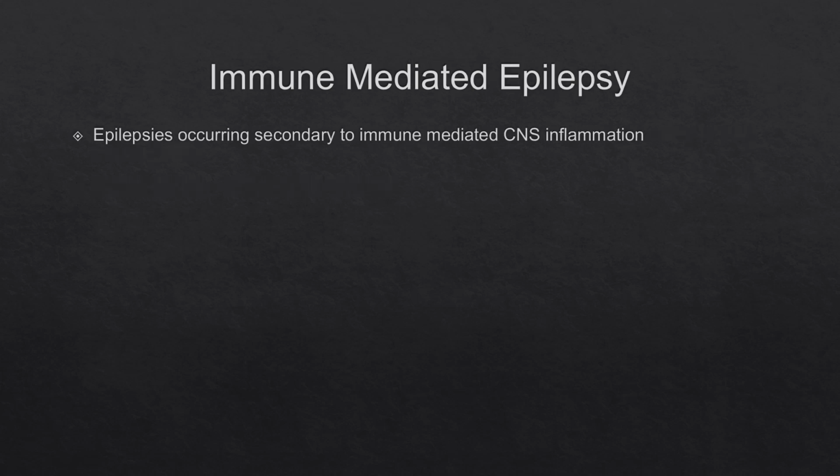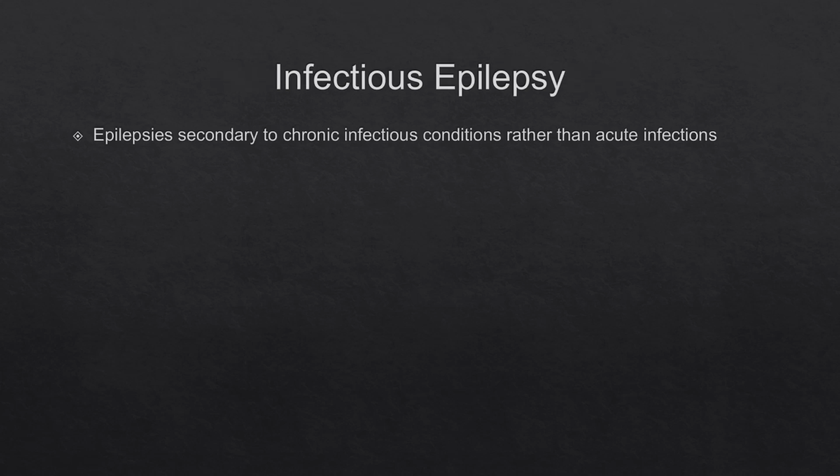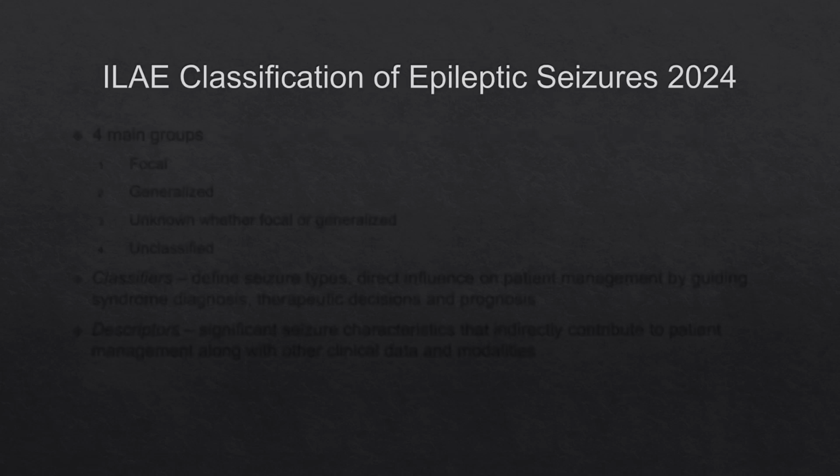What is immune mediated epilepsy? Epilepsy occurring secondary to immune mediated CNS inflammation. For example, autoimmune encephalitis, which is caused by antibodies in the CSF. That can be an example of immune mediated CNS inflammation, so we'll use the term immune mediated epilepsy. Infectious epilepsy: epilepsy is secondary to chronic infectious conditions rather than acute infections. For example, HIV infection or tuberculosis.